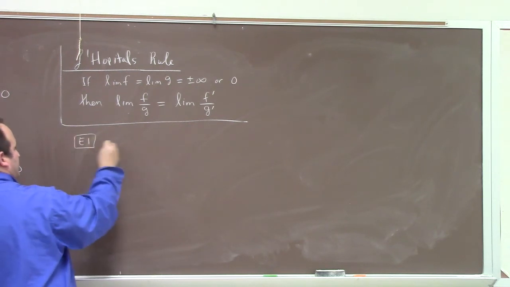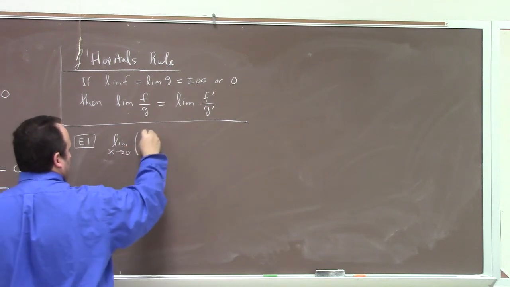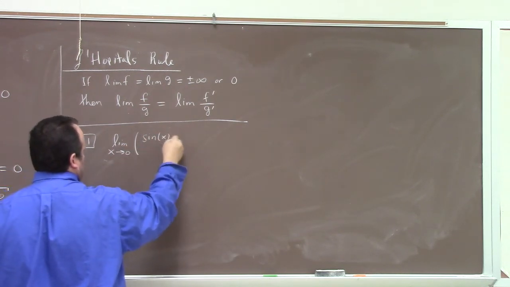I'll start with a really nice example. Limit as x goes to 0 of the sine of x over x.